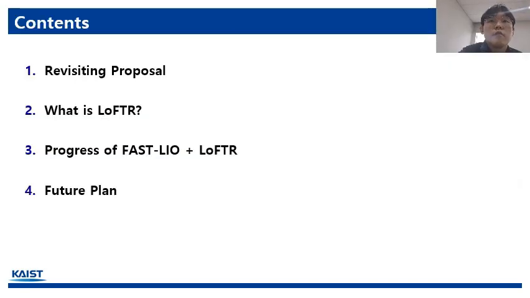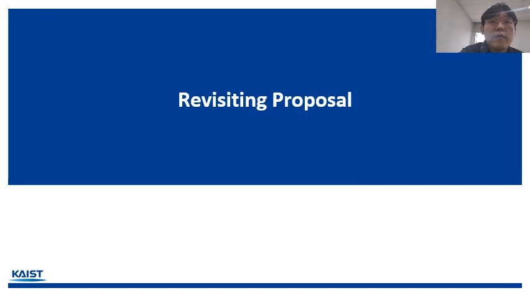This slide is the table of contents. In this progress presentation, we summarize our previous proposal presentation and introduce the latest SOTA feature matching method, LoveTR. Next, we will discuss our progress in applying LoveTR to FAST-LIO, and finally, we will present our plan for the remaining period. At first, the revisiting proposal section.